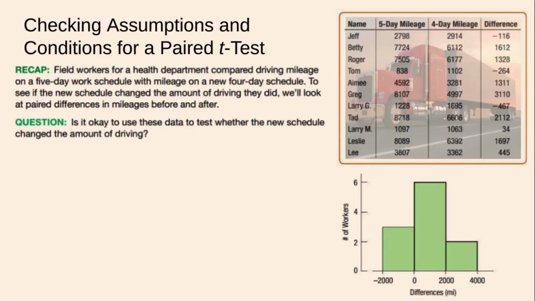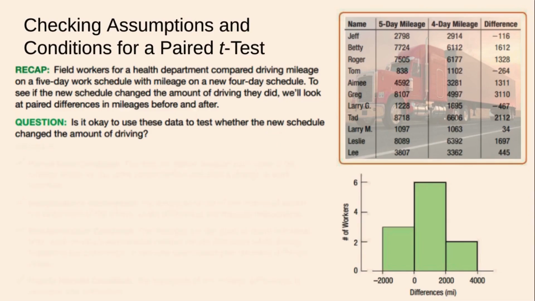So we are back to the data involving the truck drivers. Field workers for a health department compare the driving mileage on a 5-day work schedule with the mileage on a 4-day work schedule to see if the new schedule changed the amount of driving they did. We'll look at paired differences in mileages before and after. Before the change, you have the 5-day mileage, and that will go to the 4-day mileage after, and then we find a difference over here. So is it okay to use these data to test whether the new schedule changed the amount of driving?